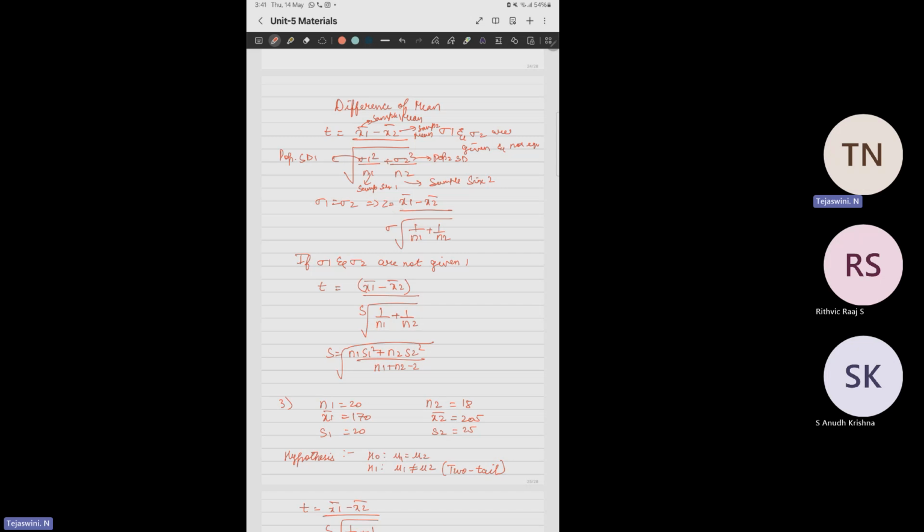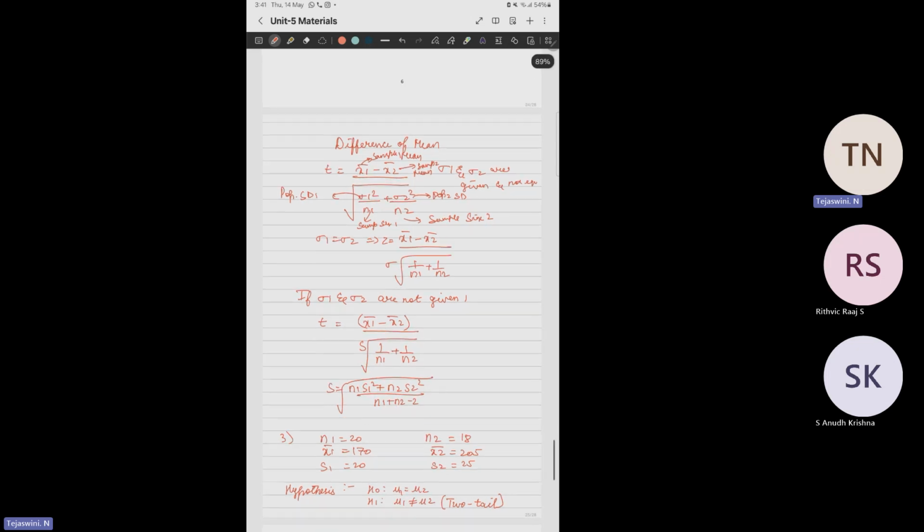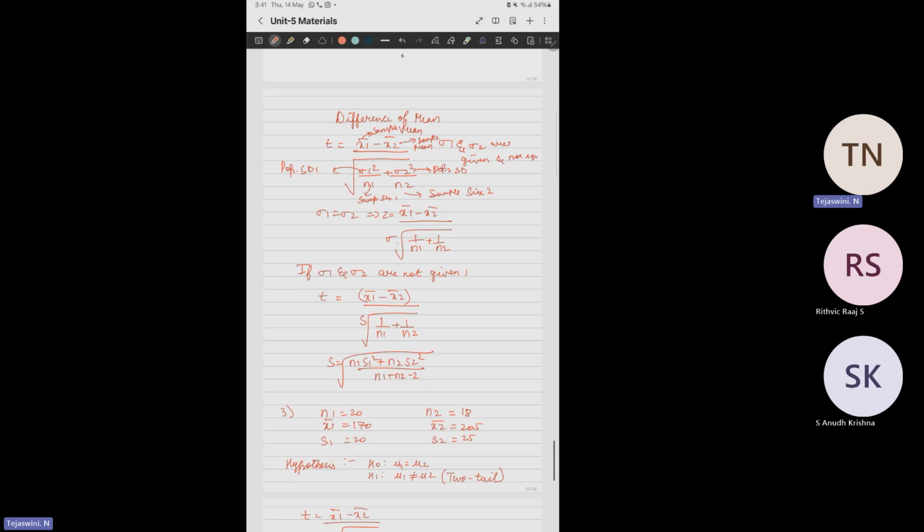In case of z, if sigma 1 is equal to sigma 2, we can take the sigma 1 outside, which will be equal to sigma, and then we can take this formula.